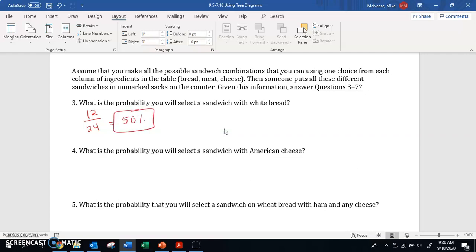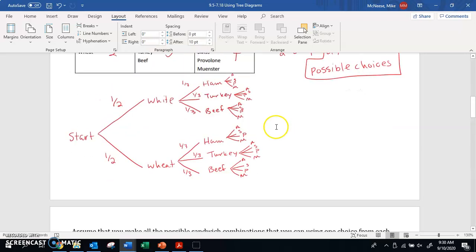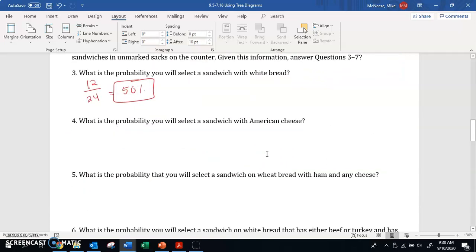What is the probability you will select a sandwich with American cheese? So if we go through here, we can look. There is one right here. This is American cheese, American cheese, American cheese. I'm just counting all the A's on my list. So I got 1, 2, 3, 4, 5, 6. So out of all 24 sandwiches, 6 of them are with American cheese. So 6 out of 24, that's the same thing as 0.25 or 25%.